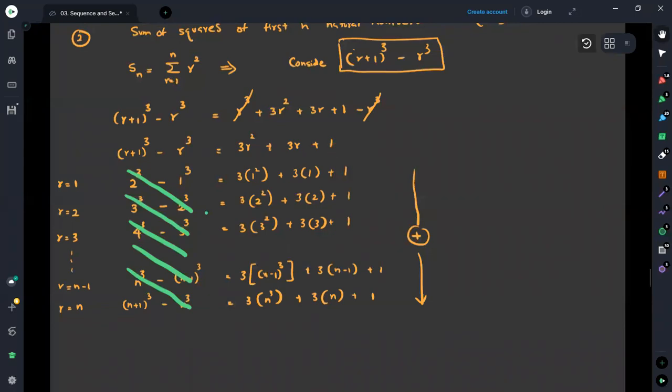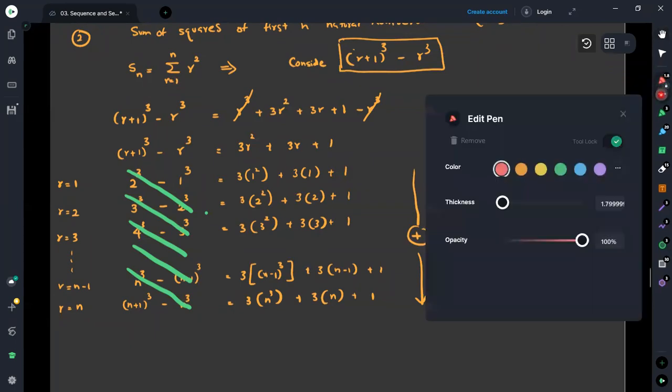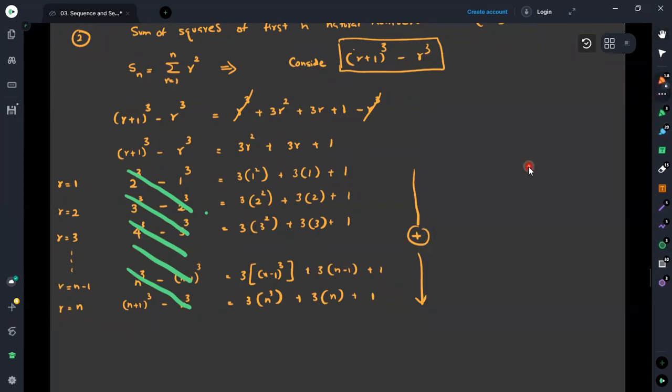Then what we had done was substitute the values of r from 1 to n. It is because we need to obtain the summation of r squared, where r goes from 1 to n. Therefore, we substituted the values of r starting from 1, all the way to r equals n. Now we will continue from the point that we stopped in the last session.